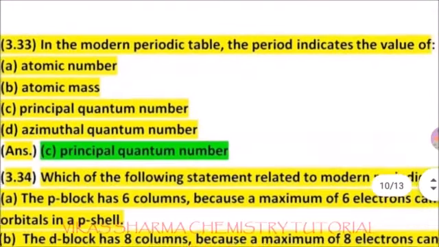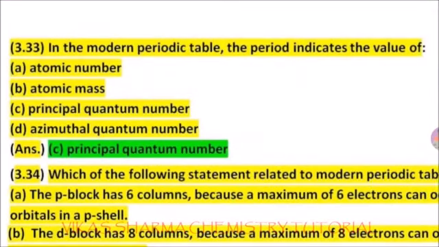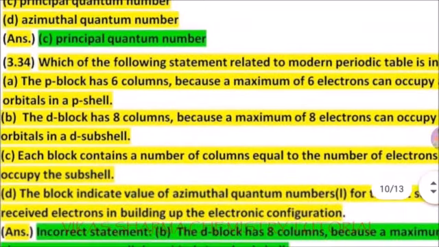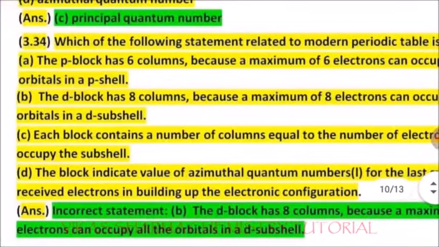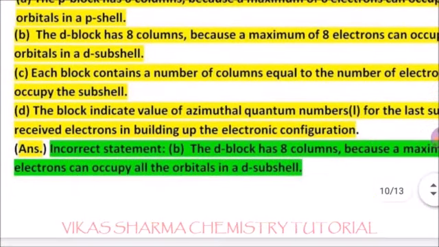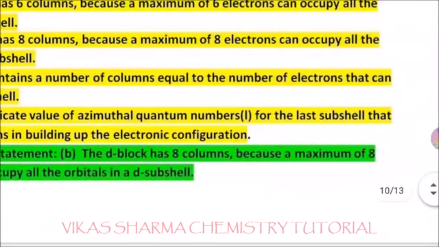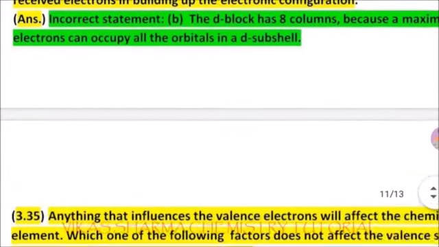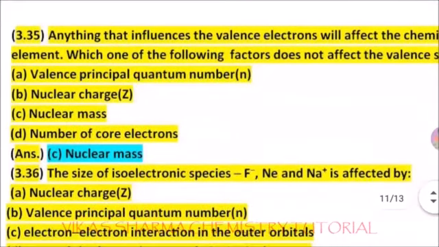Students, the next segment belongs to the MCQ type questions. 3.33: In the modern periodic table, the period indicates the value of. The answer is that the period is always equal to the principal quantum number, denoted by n. Next, 3.34: Which of the following statements related to the modern periodic table is incorrect? Statement B is incorrect. It says the d block has 8 columns because a maximum of 8 electrons can occupy all the orbitals in a d subshell, so it's an incorrect statement. So B is the correct answer.